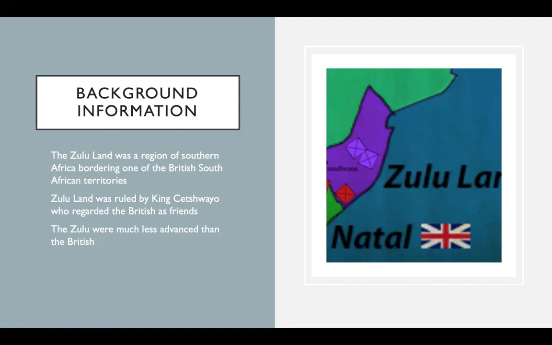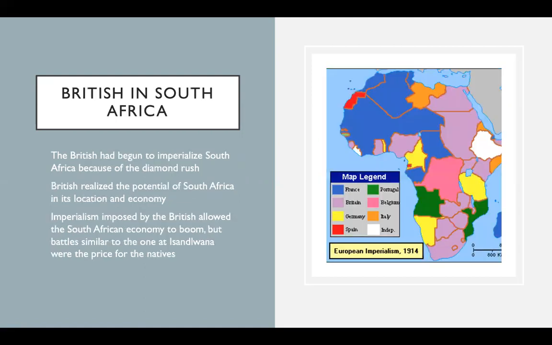Another important piece of information is the fact that the king of Zululand, King Katashweo, was seen as a reasonable and thoughtful king who regarded the British as friends. We'll also talk more about King Katashweo in a later slide. Finally, it is also important to note that the people of Zululand were much less advanced than the British, especially in terms of warfare, and the British knew this.